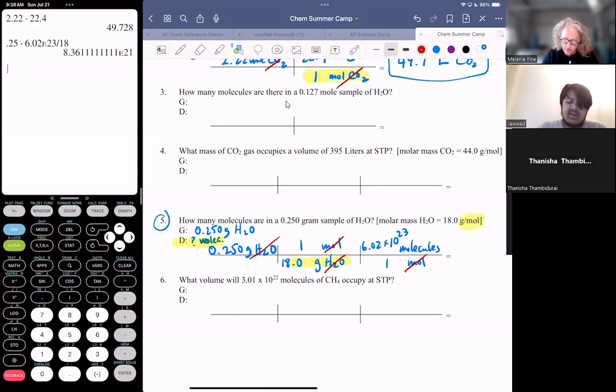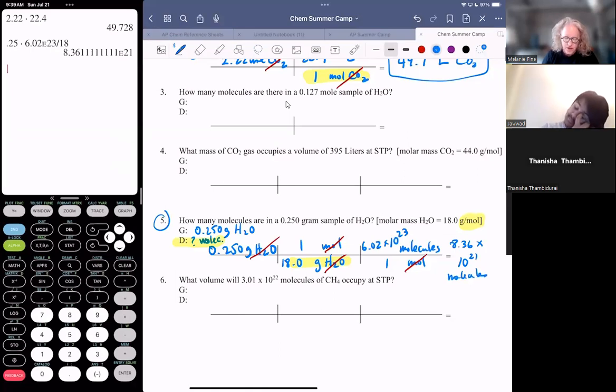And then you multiply it by the number. 8.36 repeated times 10 to the power of 21. Right. Okay.